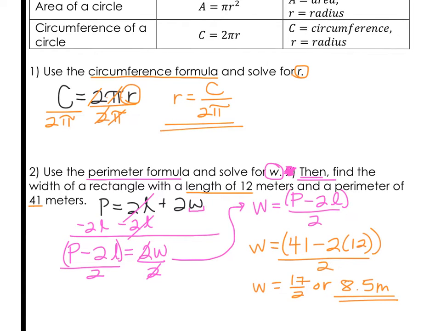41 minus 2 times 12, well, 2 times 12 is 24. 41 minus 24 would be 17. And 17 divided by 2 would be 8.5 meters. That's the width of that rectangle.